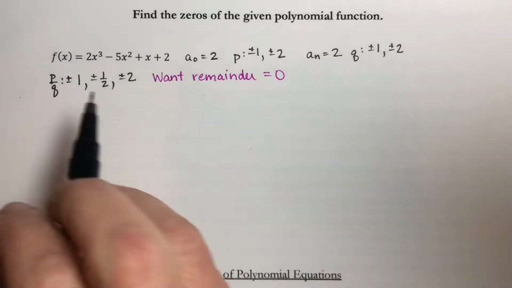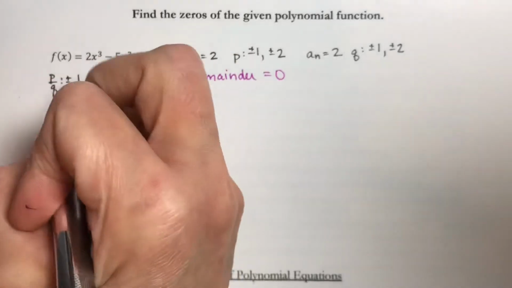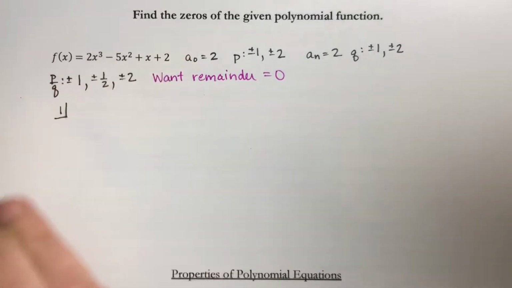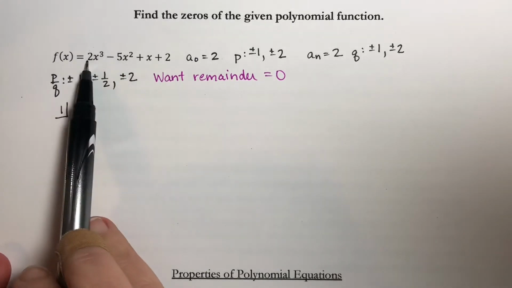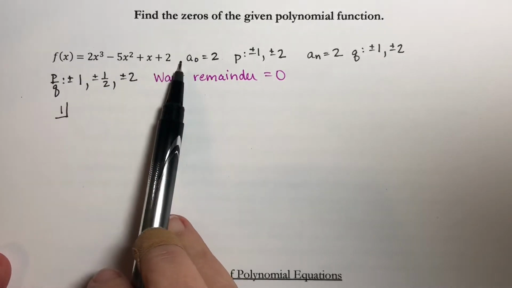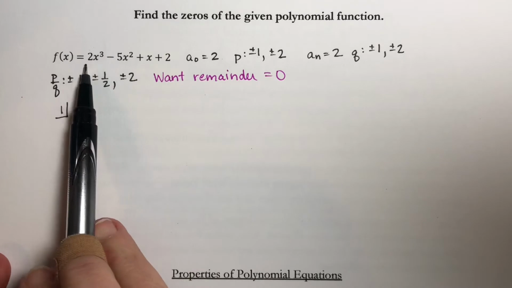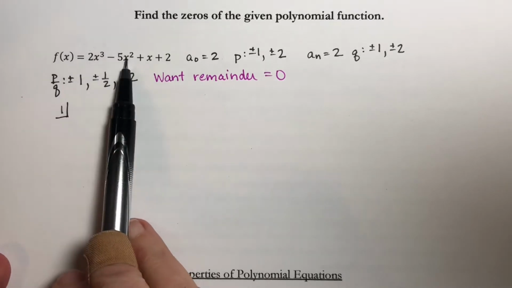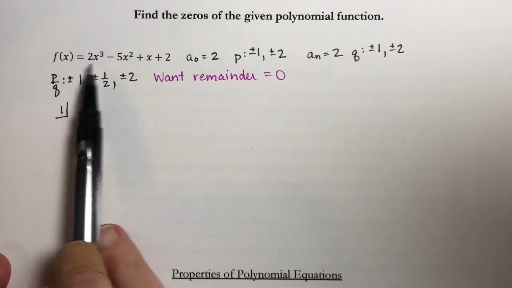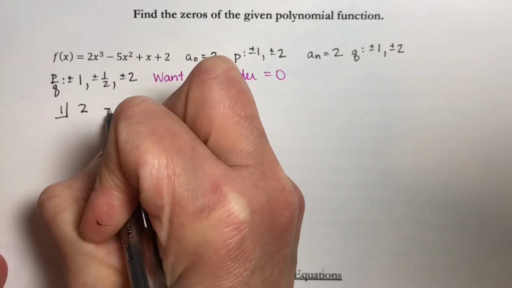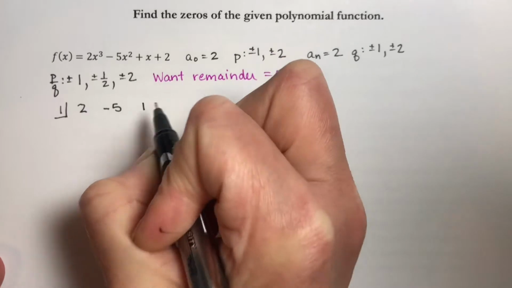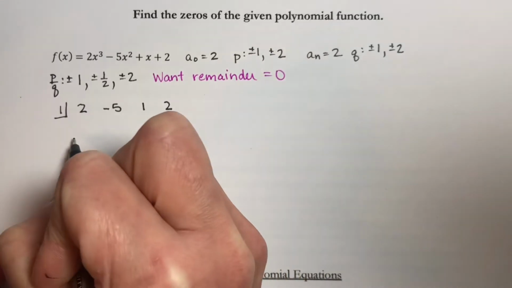So let's just test, I don't know, positive 1. If I'm testing 1, I put the 1 in a half box here, and then I'm going to put my coefficients right here. I need to make sure that everything is there. I have a third, a second, a first, and a constant, so everything is there. I have 2, -5, 1, and 2.